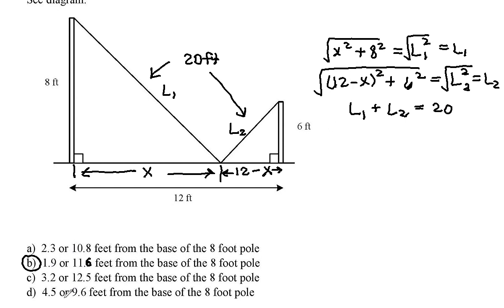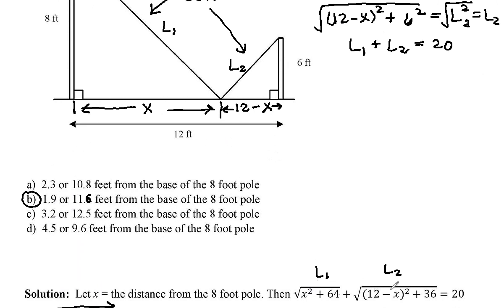And then you can just do this by a process of elimination. So if you plug the 2.3 in for x here and here, you would not get 20. Same thing for the 3.2 and the 4.5. You plug in here and here, you're not going to get 20. So once the first one doesn't work, you know that that's out, and that's out. You plug in the 1.9, you're going to get pretty close to 20. And then you plug in the 11.6 here and here, you're going to get pretty close to 20. And then you know that's the right answer. So for a multiple choice question where you don't have to show your work, you've got another way to tackle that problem.